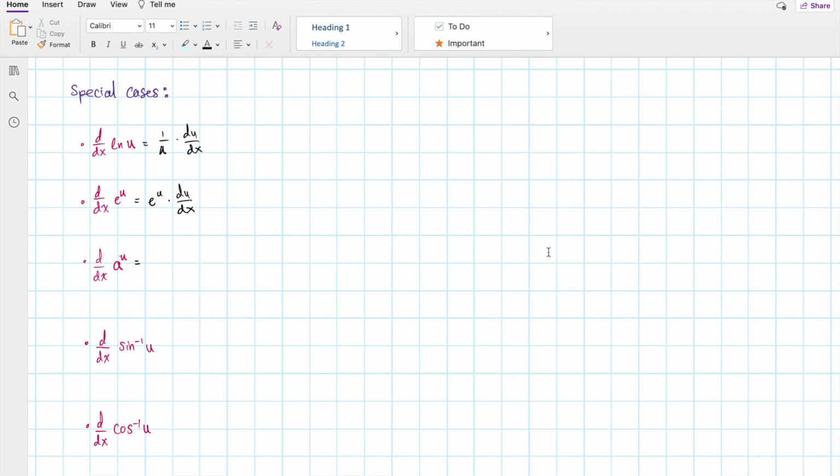Next, we're going to look at a to the u. Now, a is representing some sort of constant. The derivative of that is going to be a to the u times ln of a multiplied by du over dx. So it's going to be basically the same thing times ln of a times the derivative of whatever u is.